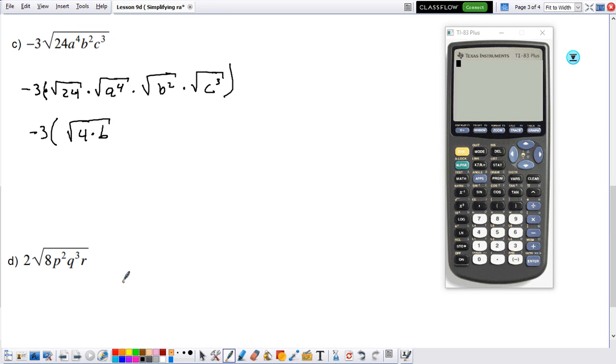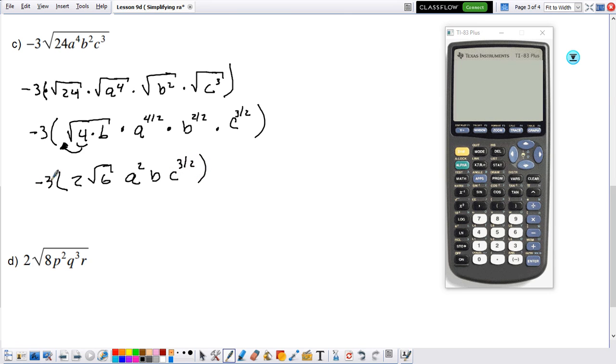Now a to the fourth, if we take the square root of it, that's going to become a to the fourth divided by 2, because again, there's an imaginary 2 here, times b to the second, take the square root of it, there's an imaginary 2, so now this becomes b to the 2 divided by 2, times c to the third, take the square root of it, so that's the same as c to the 3 halves. Now notice that here, this 4, we can take out as a 2, so now this becomes negative 3, parenthesis, now we have 2 square root of 6, a to the 4 divided by 2, so that's 2, b to the 2 divided by 2, well that's just regular b, and c to the 3 halves.